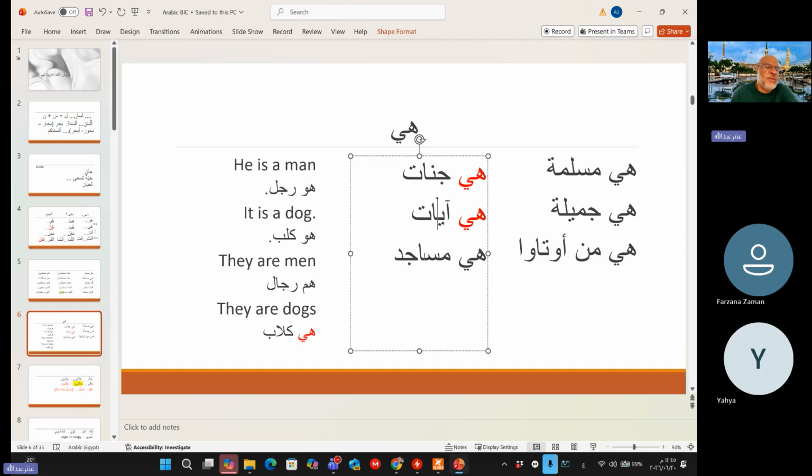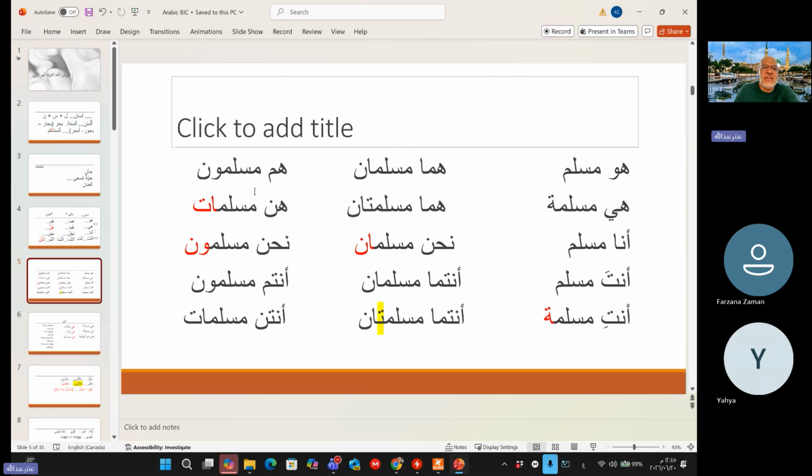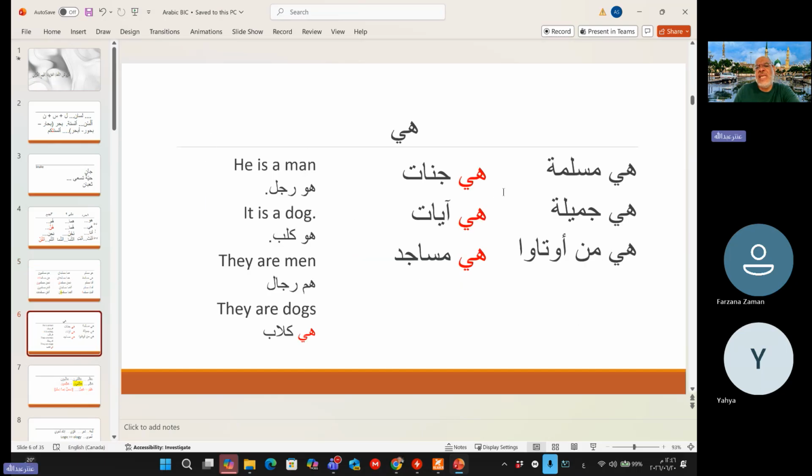Masajid is the plural of masjid. So we still use hiya. Masajid. So the only thing we care about is that it is non-human. If it is human, then we go to this: human male, then hum; human female, then honna. But if it is non-human, then hiya.